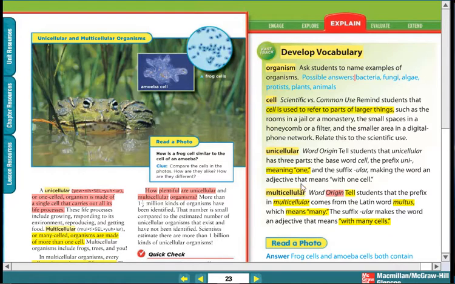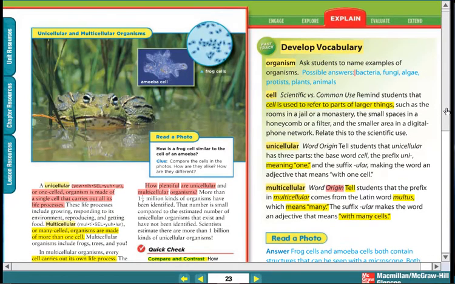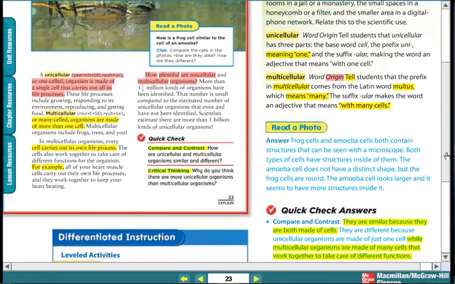Uni meaning one, multi meaning many. You have to distinguish between unicellular and multicellular. Unicellular means one, and multicellular means many. Now we will repeat the definition. Unicellular means one-celled. An organism is made of a single cell that carries out all its life processes.